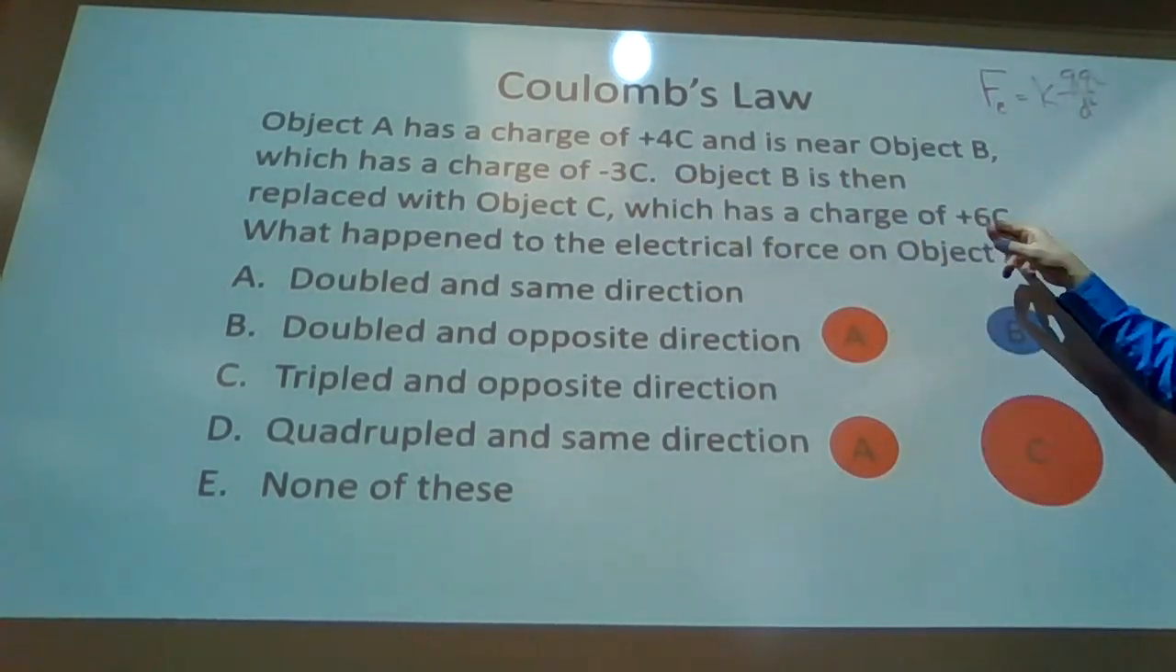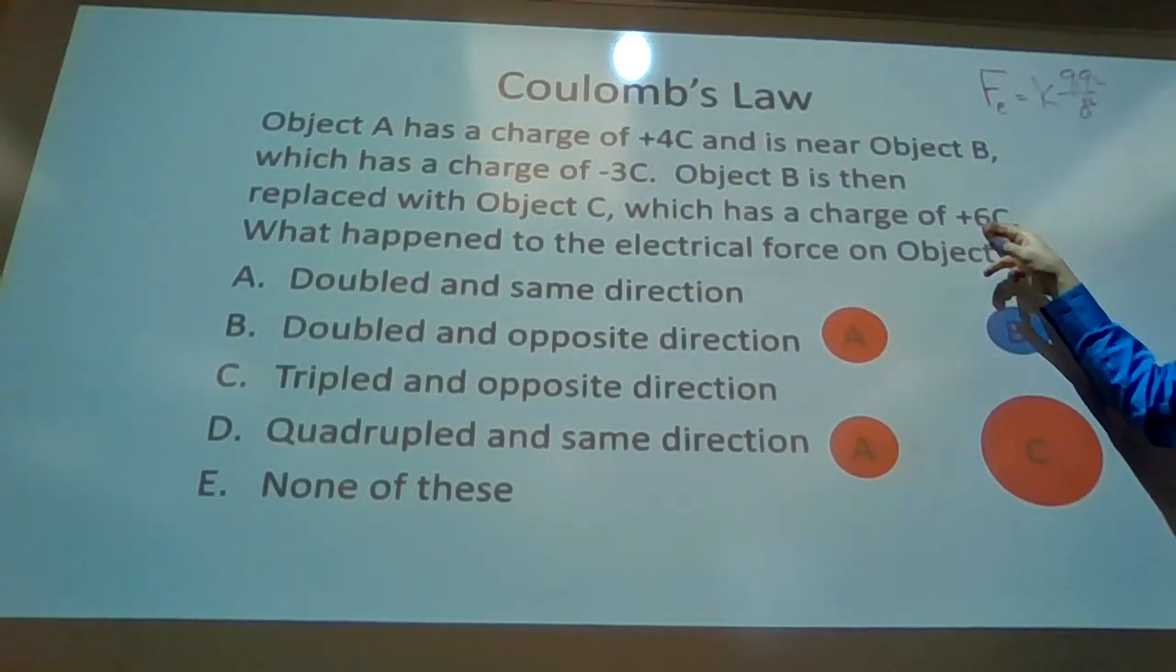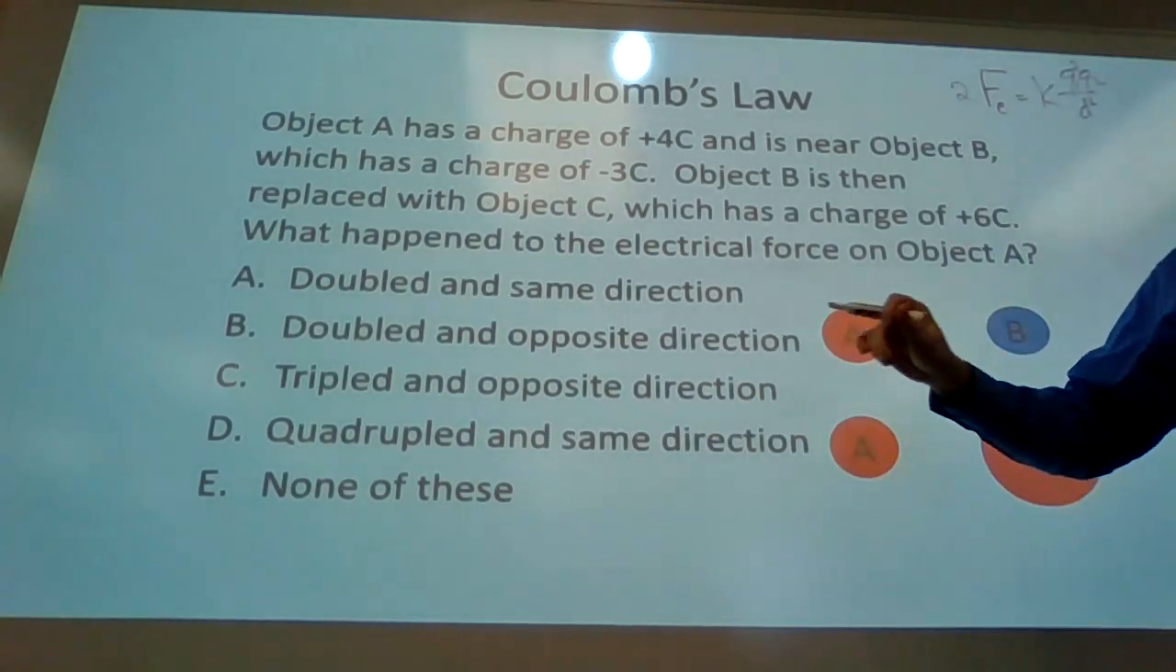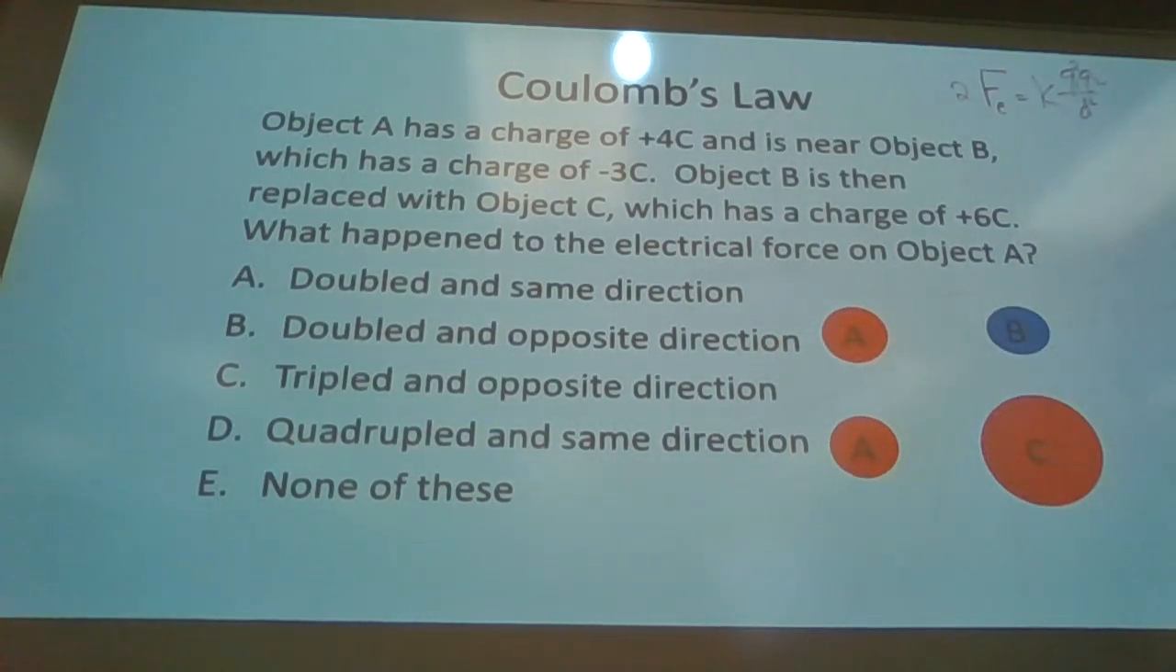Going from 3 to 6, we're doubling the charge on one of those Q's. So we're doubling the charge on this one, which is going to cause the force to double. And because we're switching the signs, it goes from attraction to repulsion, and correct answer is B. Bountiful buffaloes. Since it's switching the signs to the opposite.